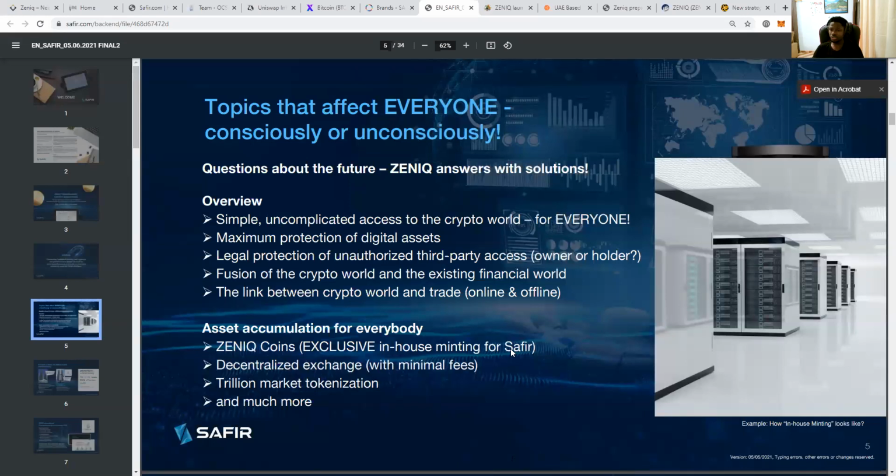And so when you look at the image on the screen, you get to see an example of how a minting house looks, more or less like a mainframe system. And of course, Zeniq coin is also exclusive. It has its own minting house, and that is why we have this image to give you a representation of what a minting house looks like.